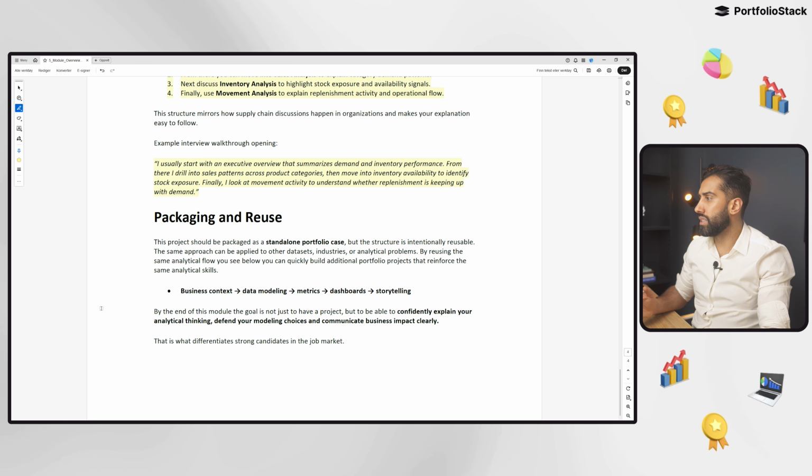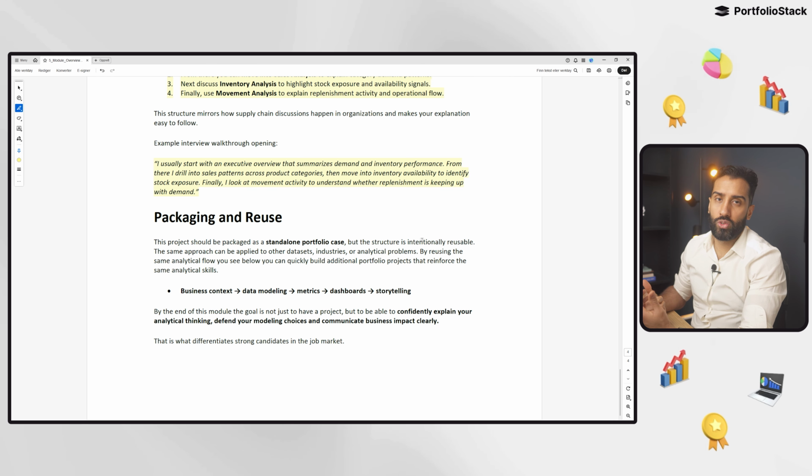The packaging and the reuse of the project: the project should be packaged as a standalone portfolio case. But the way I've structured it is that you can reuse the structure if you want to. When I say standalone portfolio case, I mean that within supply chain, it's standalone, but you can of course pair it with other portfolio cases, which have other focuses. But in terms of supply chain, it's quite standalone there.